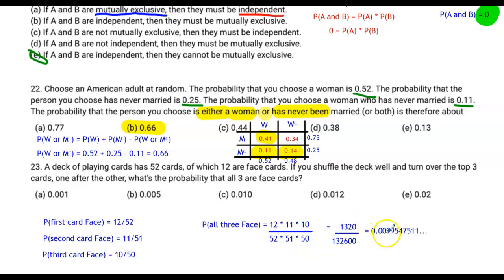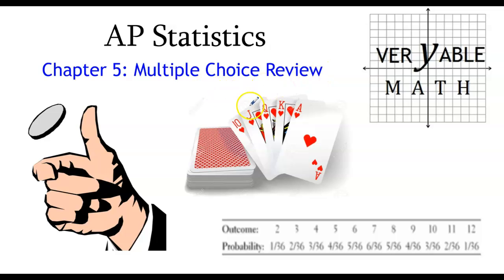And 0.009, be careful, this is the last stumbling block that students may face. 0.009 means I could round it to 0.01, not 0.001. There's our correct answer.